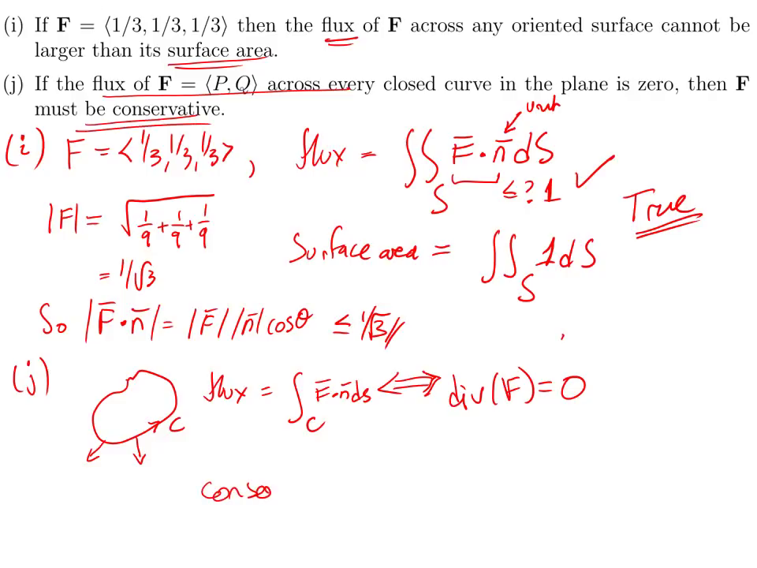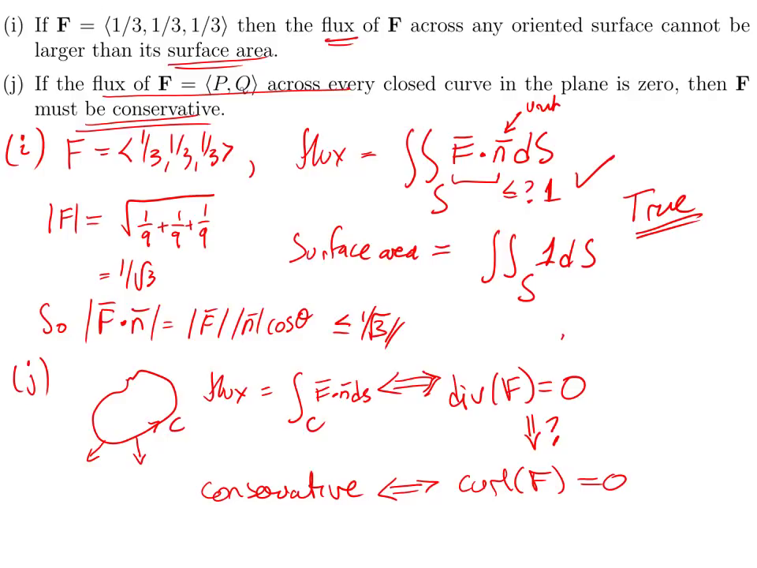So conservative if and only if the curl is 0, the curl of f is 0. Okay, so now we just decoded what all the words in this question mean. So it's asking, if I give you a curve where the divergence is 0, does the curl have to necessarily be 0? This is what the question is asking.